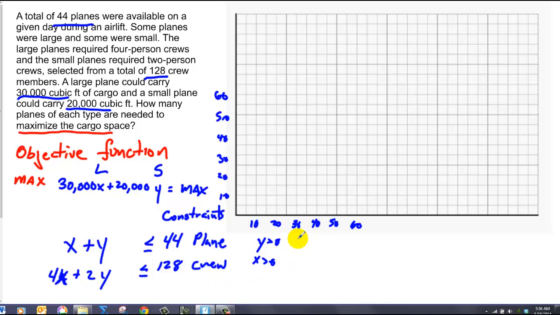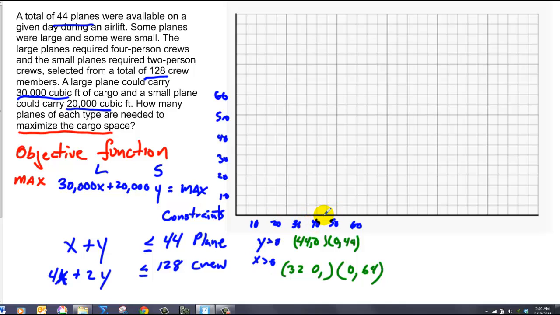So in the first one, 44 and 0, 0, 44. For the second, I have 128 divided by 4, so when y is equal to 0, I have 32, and then set x equal to 0, and I'll have y is equal to 64. So go ahead and graph those.